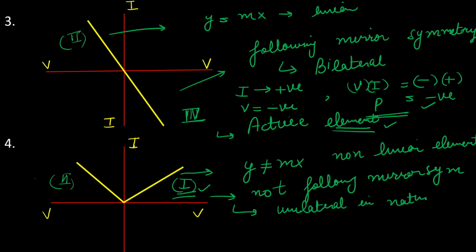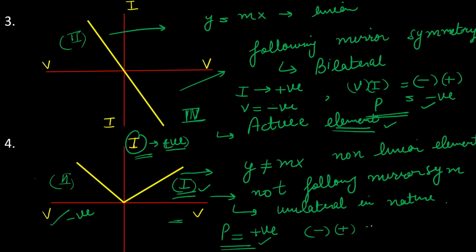The third one we have is to identify whether it is active or passive. In the first quadrant, we can see that all the values of the current and the voltage are positive. So the element is absorbing power because the value of the power is positive in the first quadrant. In the second quadrant, the value of the voltage is negative and the current has positive values. So negative, positive, we are getting power to be negative. It means that this particular element is delivering power in the second quadrant, so the element is active in nature.